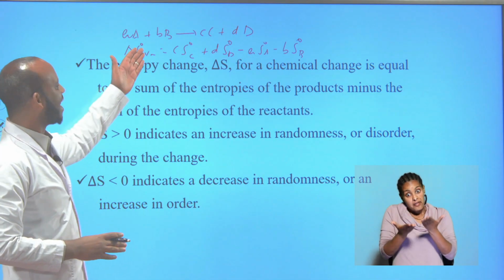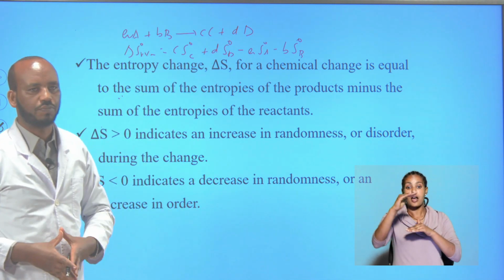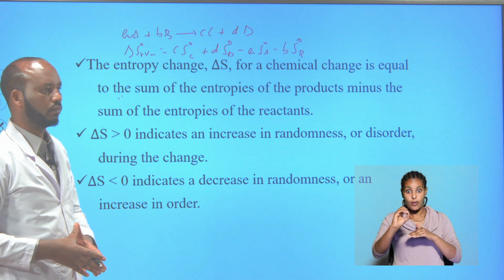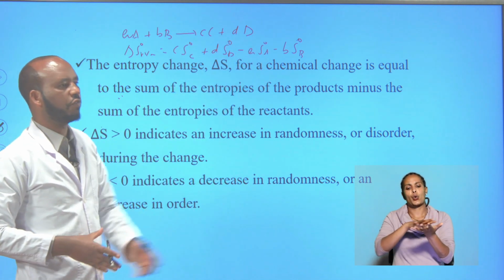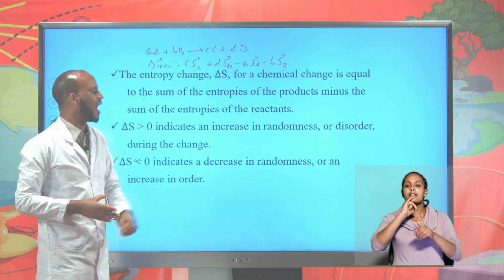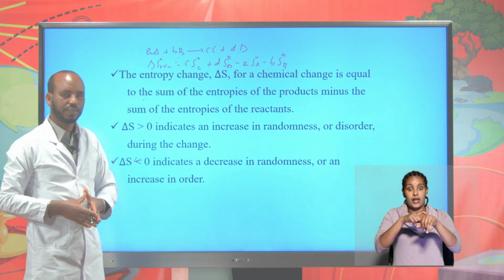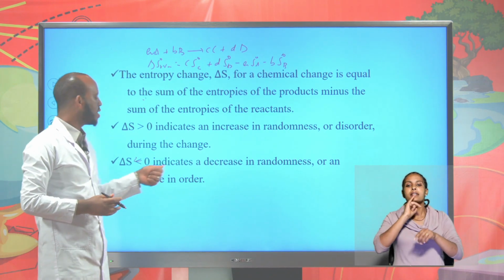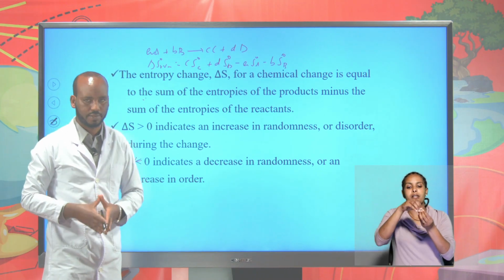If delta S for this reaction is greater than 0, there is an increase in disorder of the process. Delta S greater than 0 indicates an increase in randomness or disorder during the change. Delta S less than 0 indicates a decrease in randomness or an increase in order.